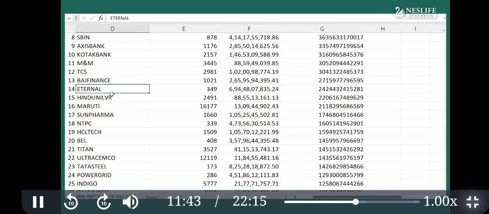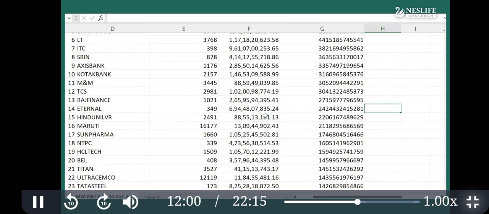Eternal. Now this Eternal is the Zomato company. Now you can see it has become the top 14th. 14वें number पे आ गई. And it is not making profit as well. They are just selling shares, increasing the market cap, and they have gone up to the 14th number.